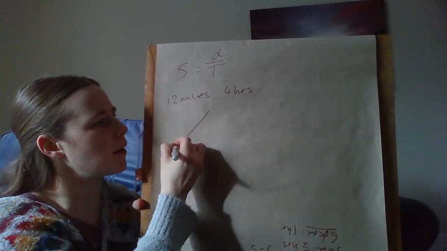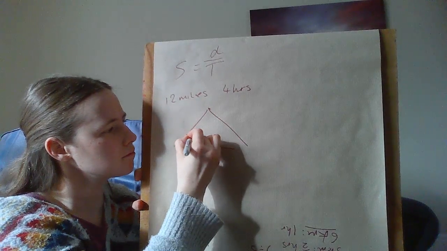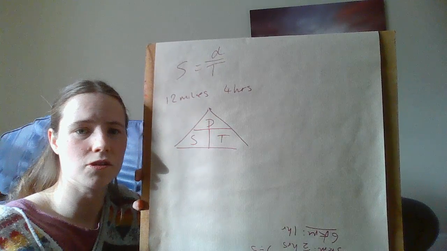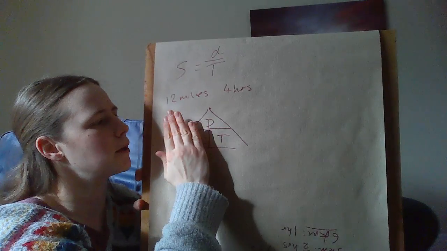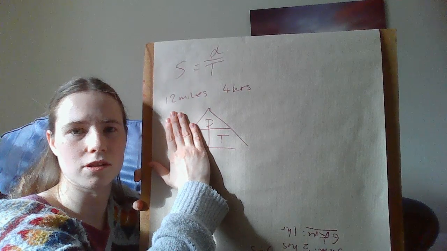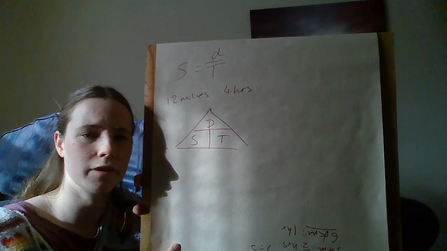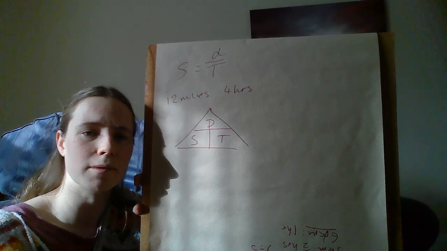Okay, you can also think about it as the triangle, but you need to make sure that you put distance on top, and then you can just cover over speed, and then it's distance over time, distance divided by time. Okay, so you can do that again. You have to make sure your units are right. So any of those methods is fine.